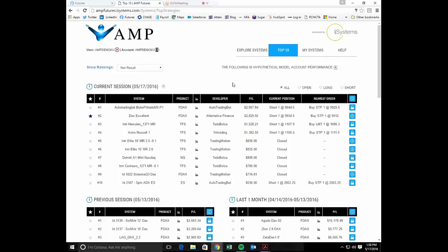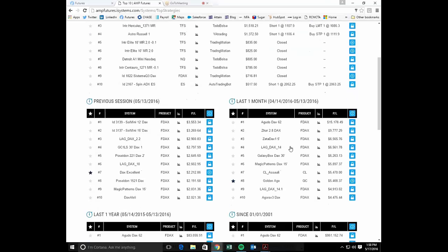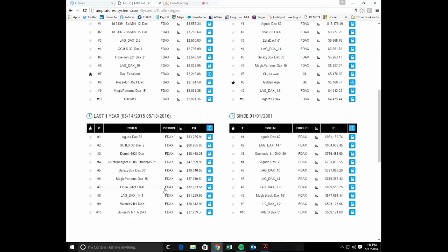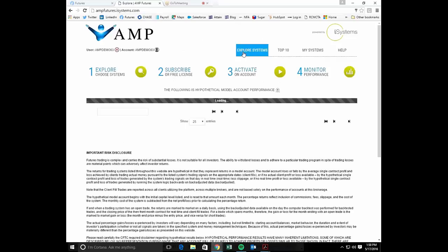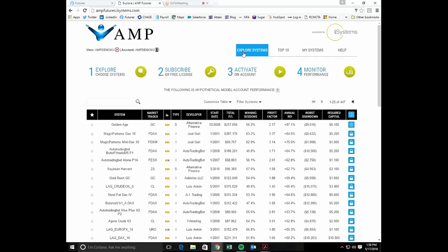We do list a number of details here, and as you go through it, you'll find that there's quite a bit of information. Here's our top 10 page. This shows the current session, and this is all live. It'll show current positions. We also show the previous session, last month, last year, and then also since inception of the systems. You can go in and explore the different systems, looking at all of the back-tested hypothetical performance trading results.